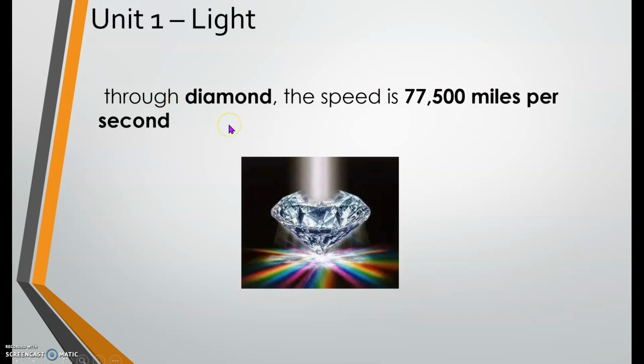Okay, next. Repeat after me. Through diamond, the speed is 77,500 miles per second. Very good. So, the light traveling in the diamond is much slower than in water and in glass. That's why the speed is only 77,500 miles per second. How fast does light travel through diamond? Very good, 77,500 miles per second.